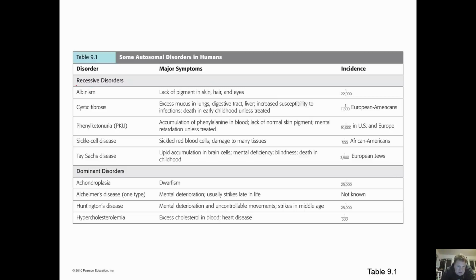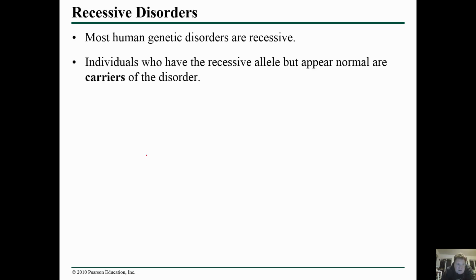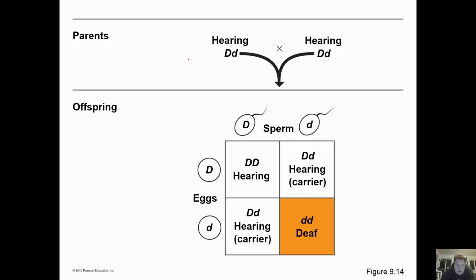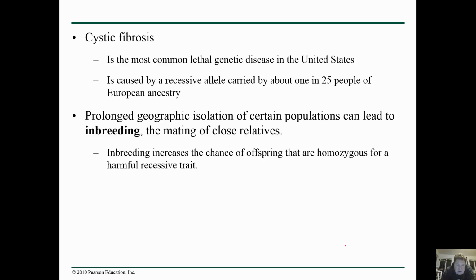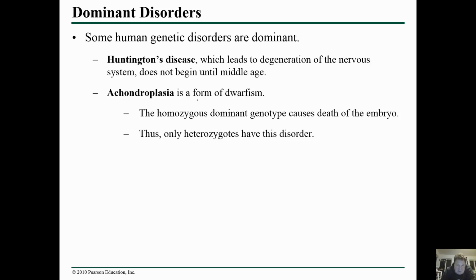Here are some of the different traits that we look at: albinism, cystic fibrosis, phenylketonuria, and a number of others. Most human genetic disorders are recessive, and individuals that have a recessive allele and appear normal are carriers of the disorder. So you can have parents and offspring who are totally normal, but 1 in 4 of their children, in this case, are going to be deaf because they carry the recessive alleles, and the double recessive individual will be deaf. Deaf, not deaf. Cystic fibrosis, we can see that as well.